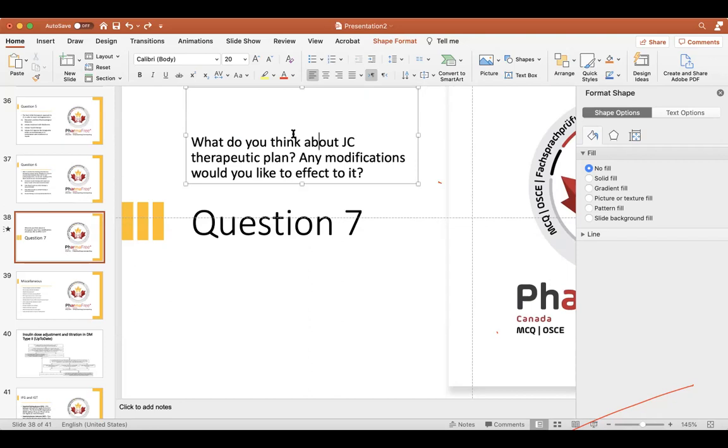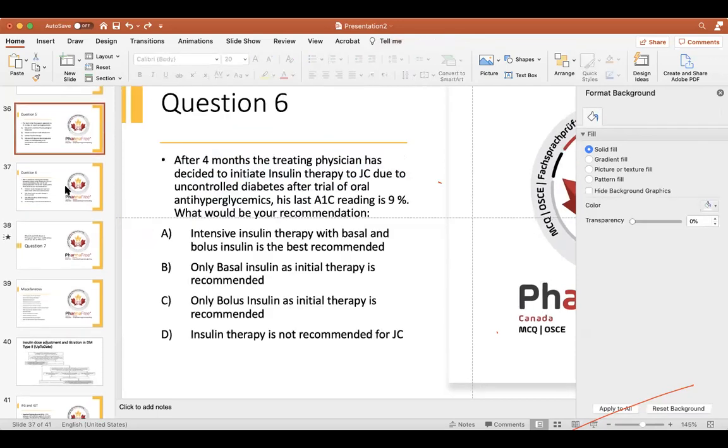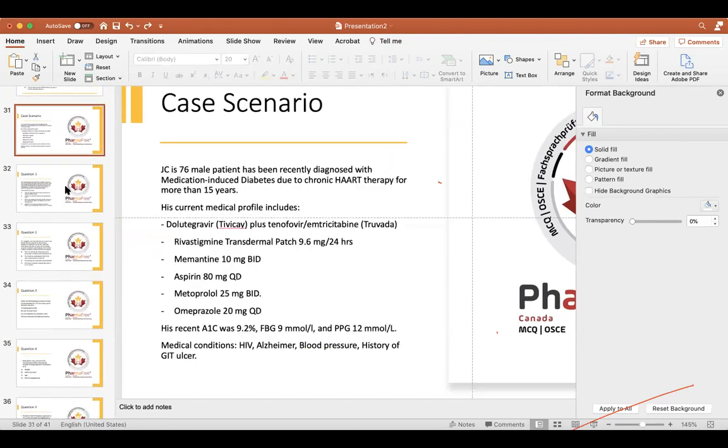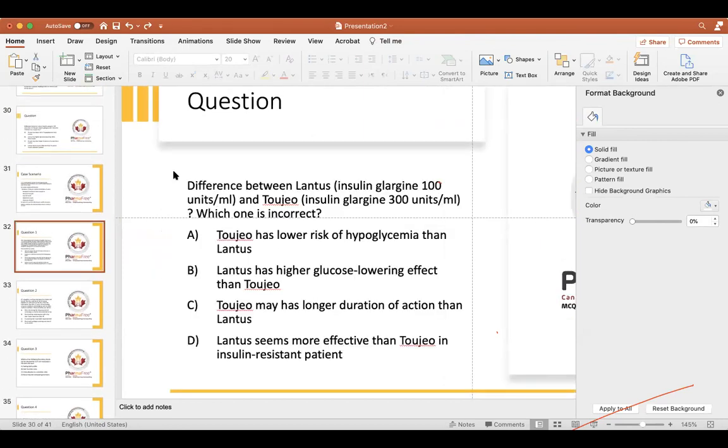Okay. What do you think about the JC therapeutic plan? Any modifications you would like to make? Let's look at the JC therapeutic plan. Any modifications? Is it sufficient?